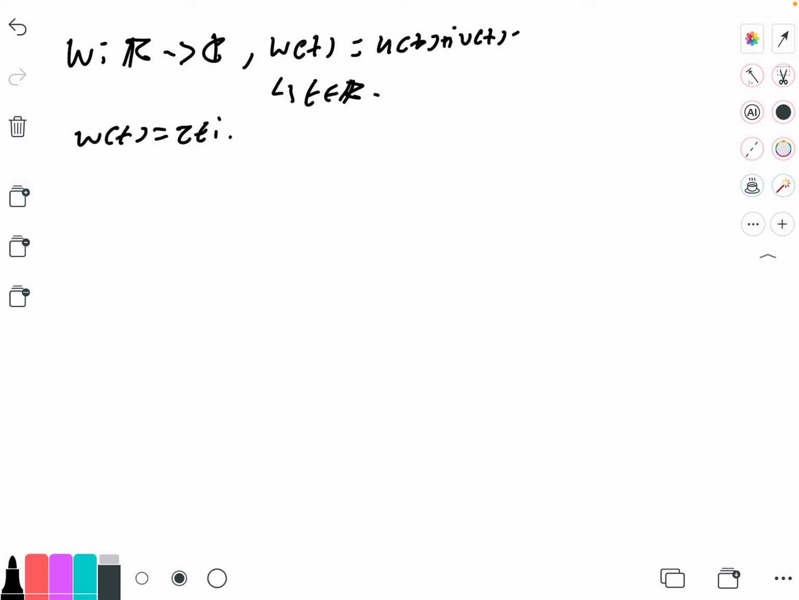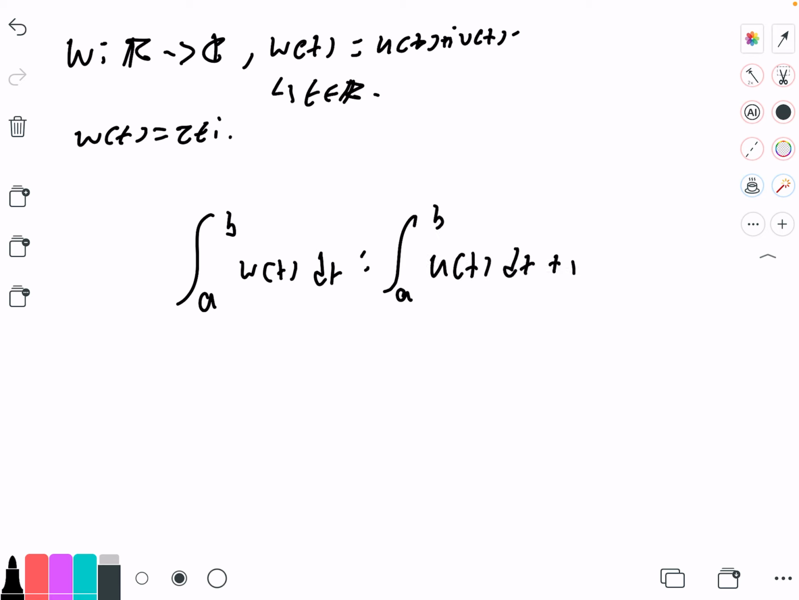These are actually very easy to integrate because, like we were splitting these functions into component functions before, we can split these integrals into the integrals of the component functions. So, the integral from a to b of w of t dt is just the integral from a to b of u of t dt plus i times the integral from a to b of v of t dt, provided that these integrals exist. So all the properties of integration hold here, the fundamental theorem of calculus, linearity of the integral, all of that. The only difference from normal real functions is that we split the integral into real and imaginary parts.